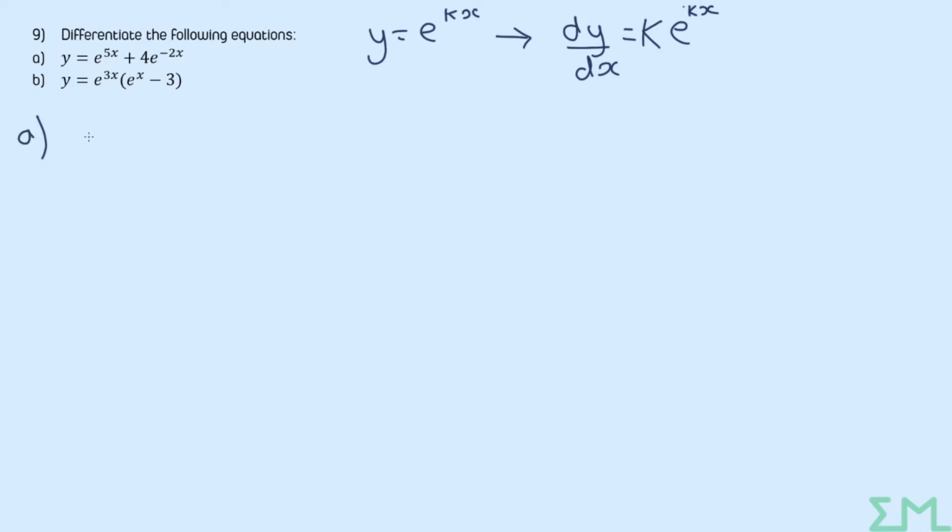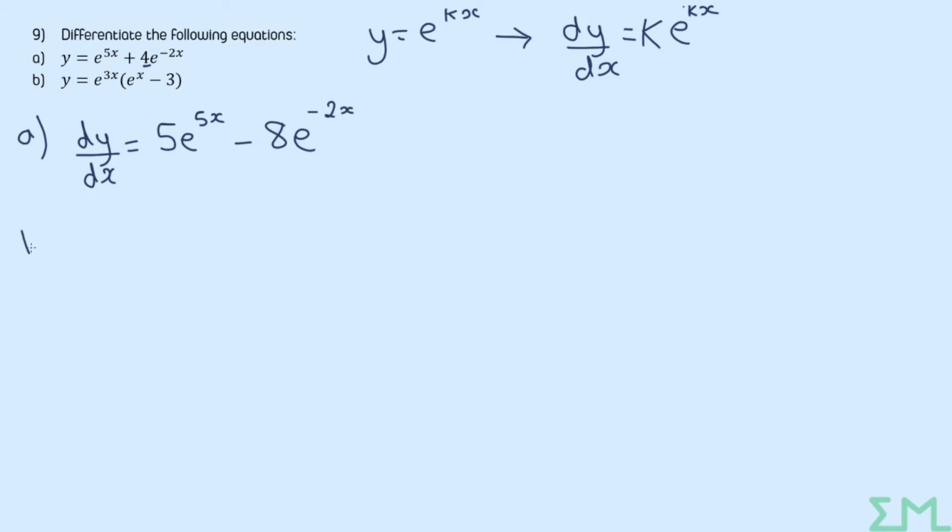So let's have a look here. So dy by dx equals, so here e to the 5x becomes 5e to the 5x, and then here again, we've got a 4 in front of the e at the moment, so the negative 2 is going to come down and make that minus 8e to the minus 2x.